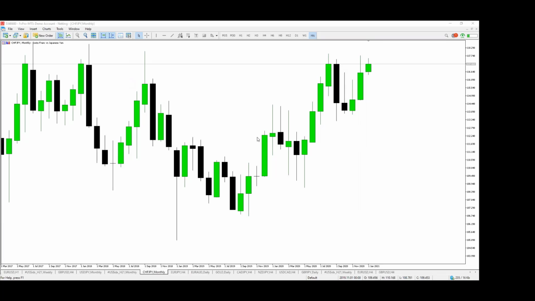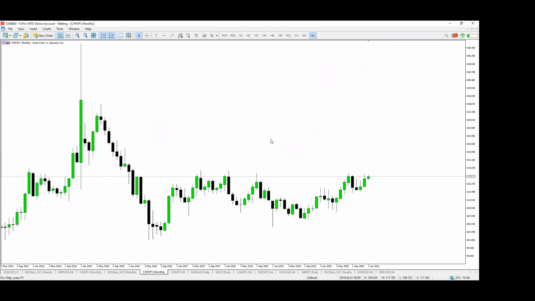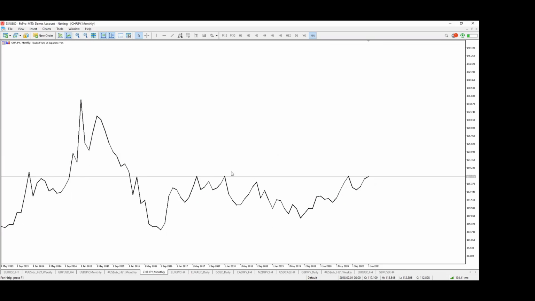So obviously we start from a monthly, right? And as you can see, the price is now approaching, it is right at resistance level right now in a major supply zone. So let me just switch to a line chart quickly. And then we're going to mark the high, and then we're going to mark the previous old low that's coming in here.